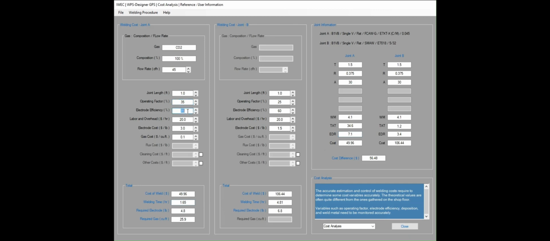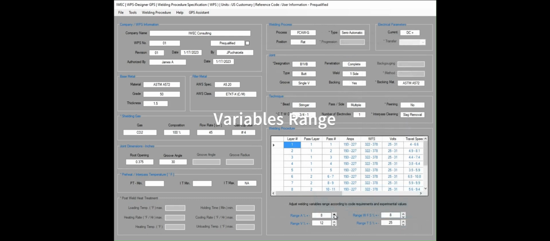If a more accurate cost analysis is necessary, you can analyze in detail all the main variables involved in the cost analysis process, adjusting values according to experimental results or industry practices. Adjust welding variables range according to code requirements and experimental values.